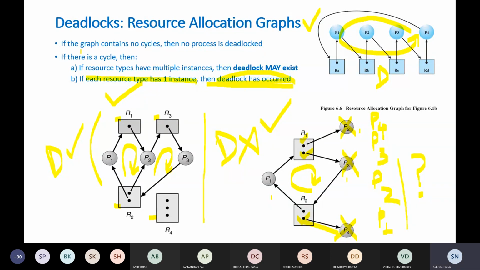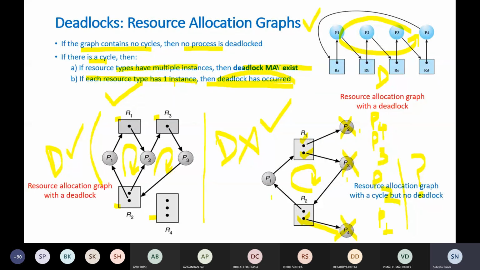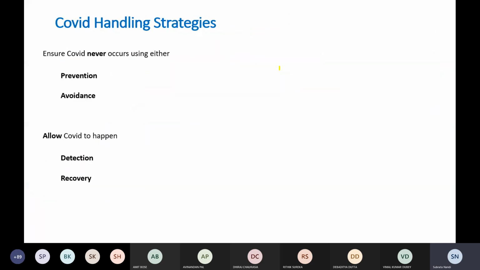So if the resource allocation graph contains no cycles, then there is no deadlock. If there is a cycle, and each resource type has one instance, then also there is a deadlock. But if a resource type has multiple instances, then a deadlock may exist. We have to analyze and answer it. So the second one has no deadlock, but the other two have deadlocks.